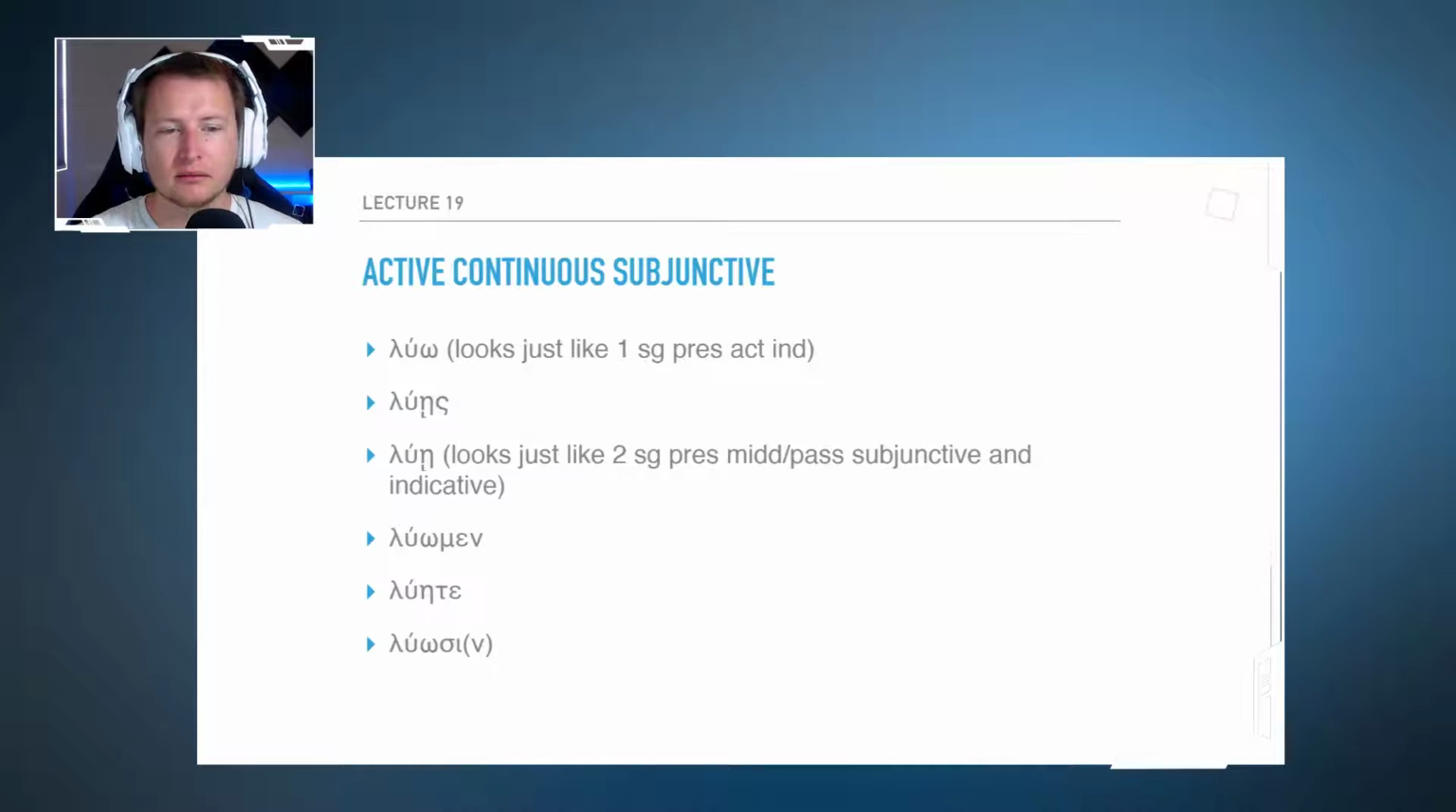Now, λύωμεν: we see the lengthened omicron becomes omega. So that's how we're dealing with the subjunctive. λύητε, λύωσιν: same stuff. Omicron lengthens, the epsilon lengthens. That's how we're dealing with the subjunctive. Because it's present, we see the normal present tense stem. Nothing changes there. That's the continuous subjunctive.